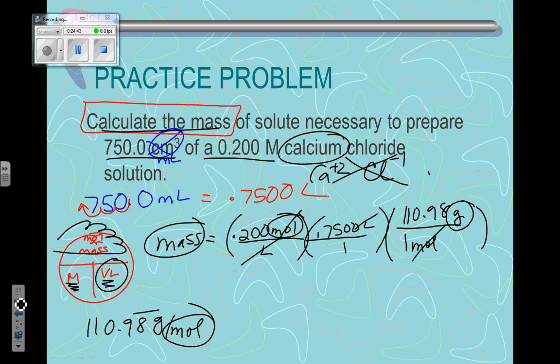And so now when you pull out your periodic table, this has 3 sig figs, or you pull out your calculator, sorry. This has 3, this has 4, this has 5. How many sig figs do we get? 3. So I'm just going to do on my calculator 0.200 times 0.7500 times 110.98. My calculator says 16.647. All right, I'm being obnoxious here, but I'm getting 16.647 grams, but I only get 3 sig figs. So is the best answer in chemistry 16.6.